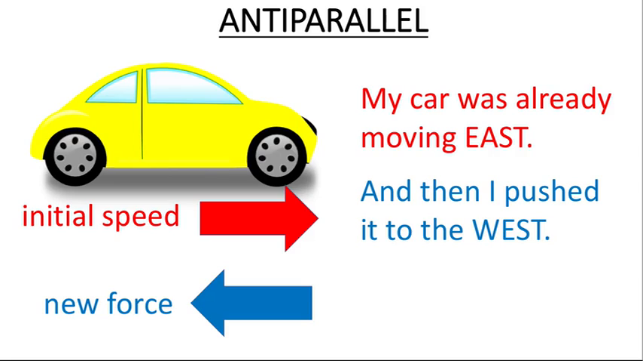If this was a Flintstone car and it had a hole in the bottom, this means you would put your feet down on the road and you would push backward. You're pushing the wrong way. Notice when we draw this, the new force arrow is pointing opposite to the initial speed. We call this anti-parallel. It means they're exactly opposite of each other.